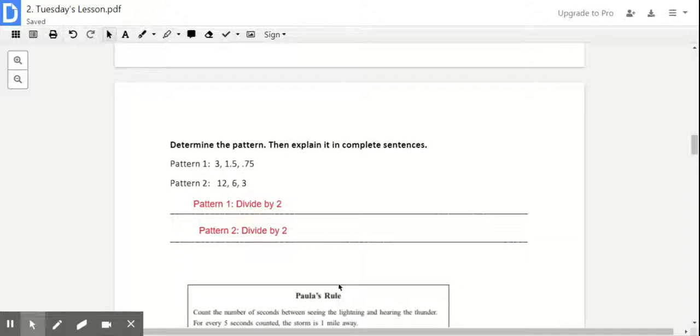So pattern 1, 3, 1.5, and 0.75. I know that it's continuously decreasing by half of what I originally had every single time. So 3 divided by 2, 1.5. 1.5 divided by 2, 0.75. Same for pattern 2. 12 divided by 2, 6. 6 divided by 2, 3. If I wanted to add on to this pattern right here, what do you think my next number would be for pattern 2? Correct. It will be 1.5 because 3 divided by 2 equals 1.5.